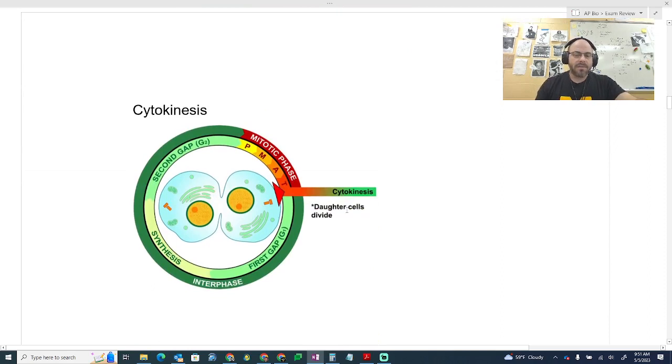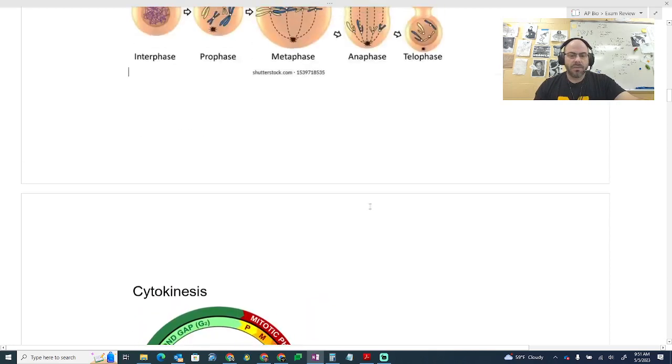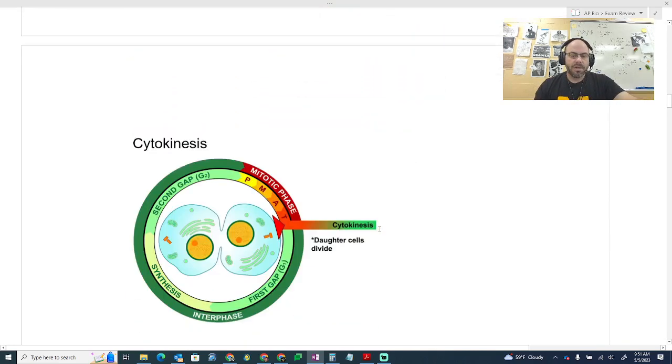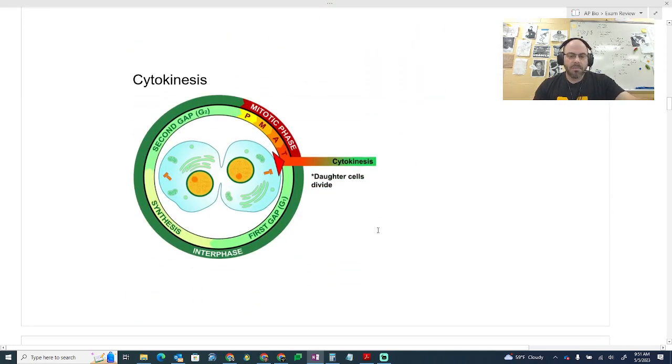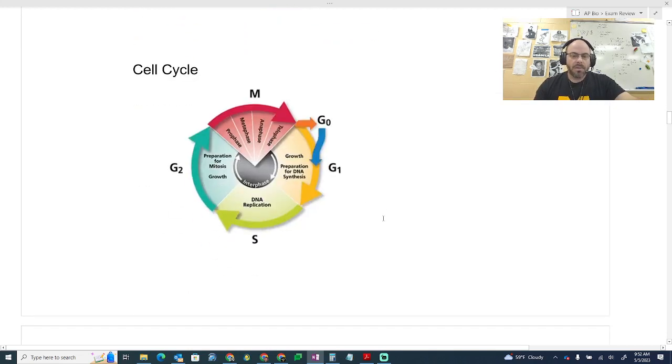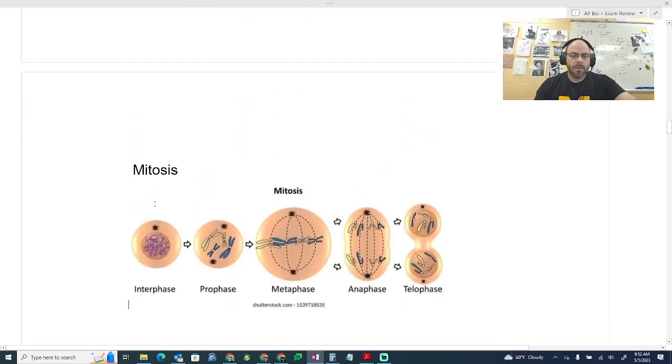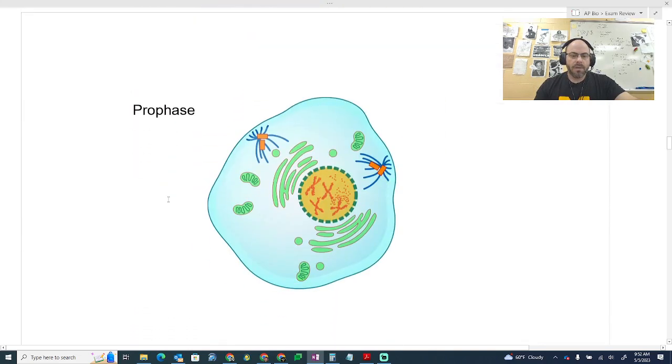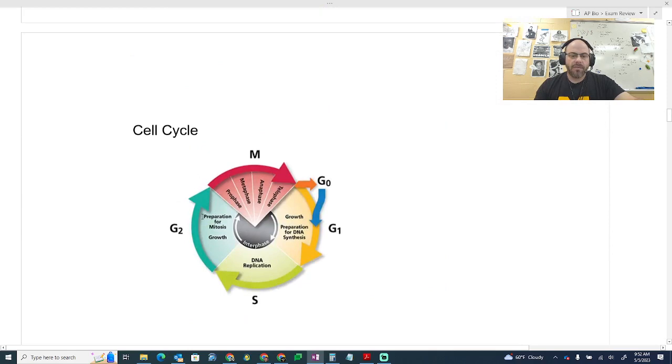And then the last phase of the cell cycle is called cytokinesis. This is the division of the cytoplasm. The one cell becomes 2 cells. Cytokinesis is a final act, whereas these other things are kind of processes. Cytokinesis is a process, but it represents the actual splitting of those 2 cells. Well, let's talk about these in a little more detail. Let's talk about interphase first.